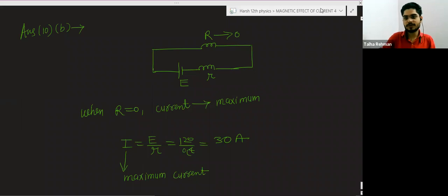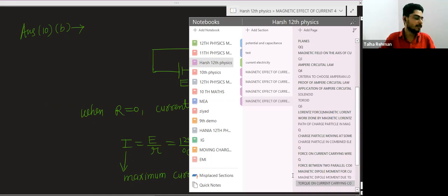Okay, so now we will discuss the topic of torque on a current carrying coil in a magnetic field.